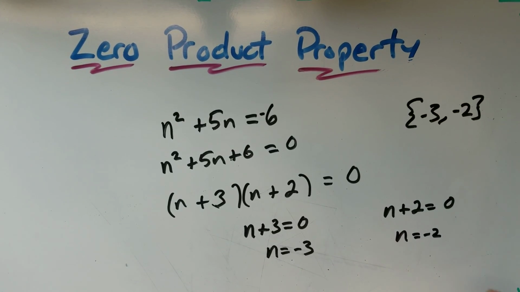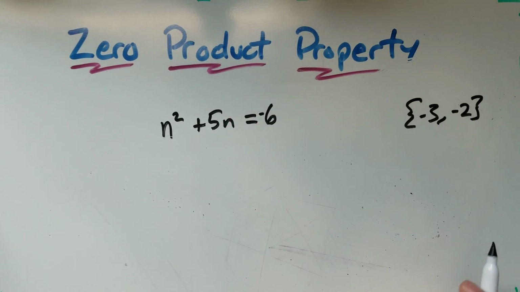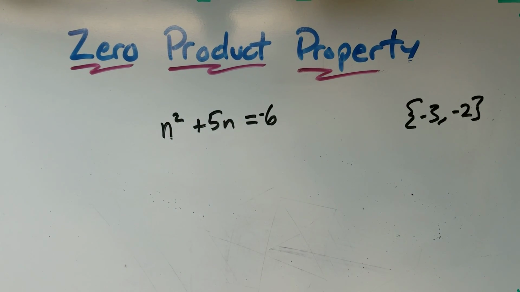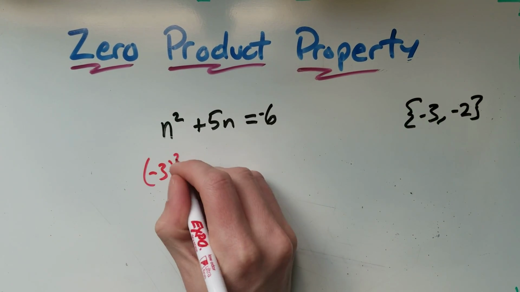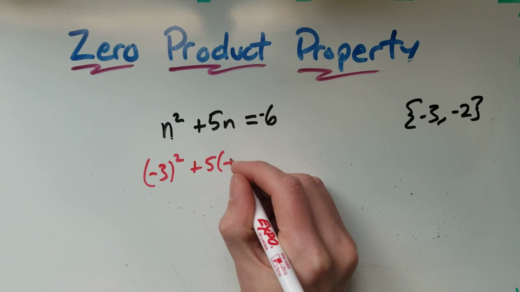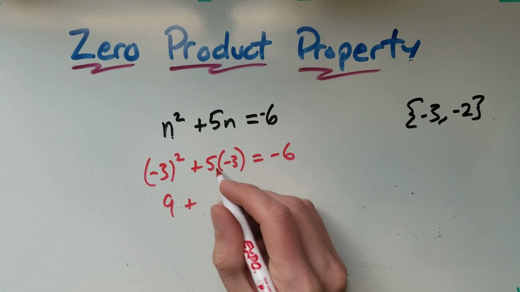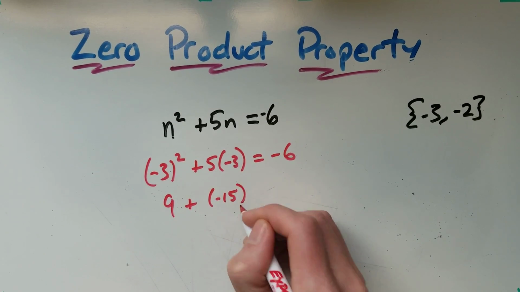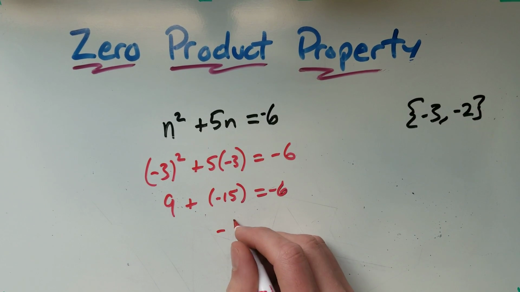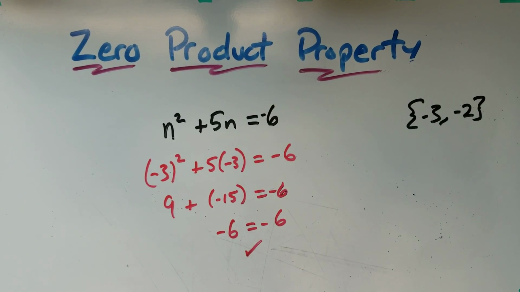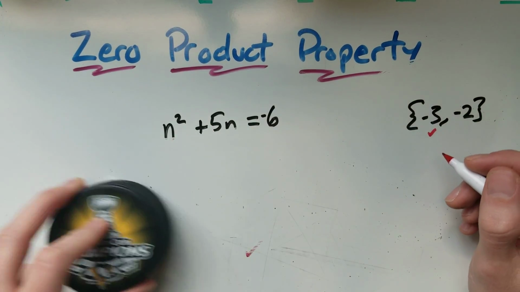And let's go ahead and check and see if that works. So we're going to go all the way back to the original equation. It should work for any one of the equations. Let's go back to the original. If we put -3 in for n, -3 squared plus 5 times -3 equals -6. -3 squared is 9 plus -15 equals -6. Well, 9 minus 15 is -6, so it works. Our -3 is correct.